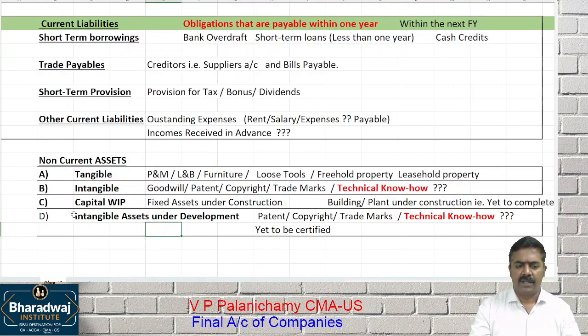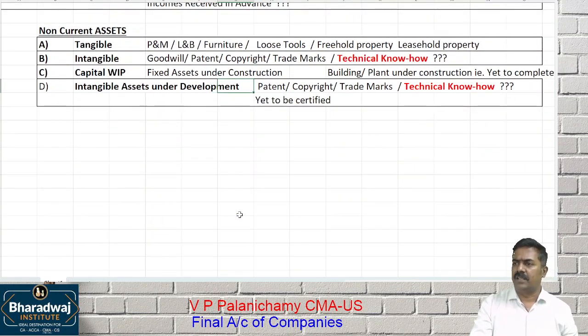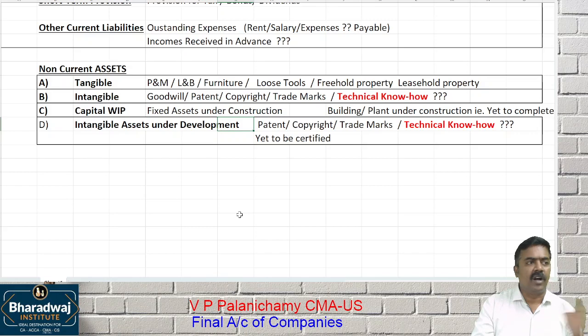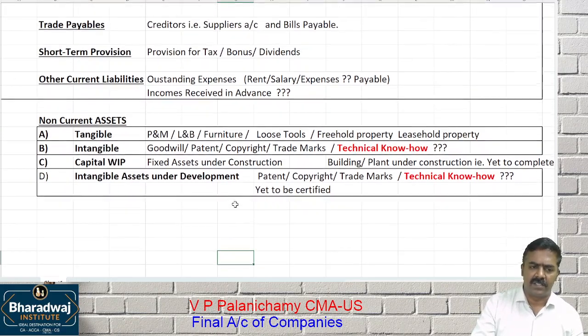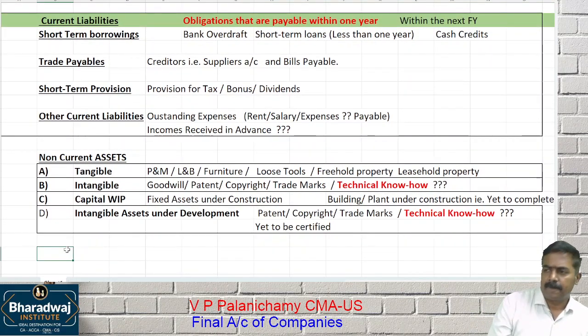That will be called as what? Intangible assets under development. We developed a technology. We applied for patent. We got the patent now. That will be coming under what? Intangible asset. We are yet to get the patent now. That will be called as what? Intangible assets under development.